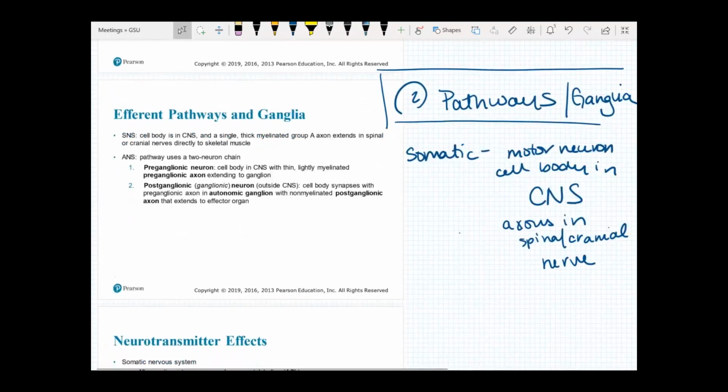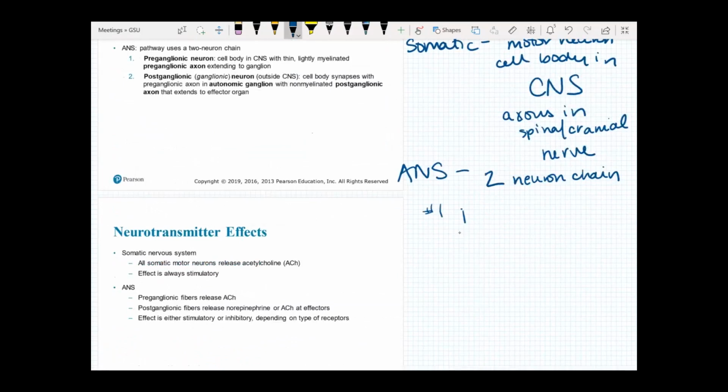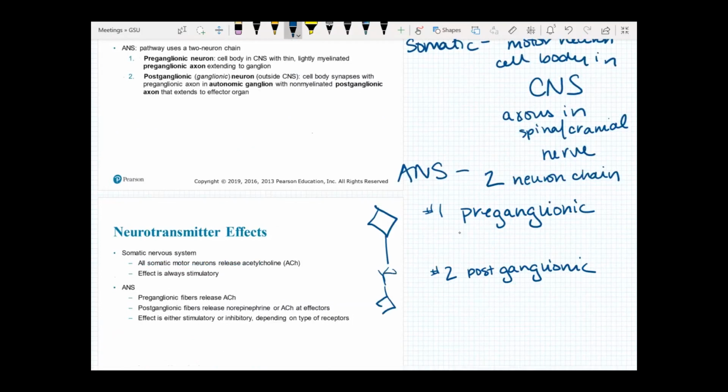When we get to our ANS, it's going to be a little bit different. This is always going to have a 2-neuron chain. So there will always be 2 neurons. They'll call the first one a pre-ganglionic neuron, and then they'll call the second one a post-ganglionic neuron. Basically they're saying that the synapse in the middle is a pre. So here's my neuron, and then my dendrites will connect. Here's my post. So you're going to have number 1 and number 2. It's always going to be a 2-neuron chain.